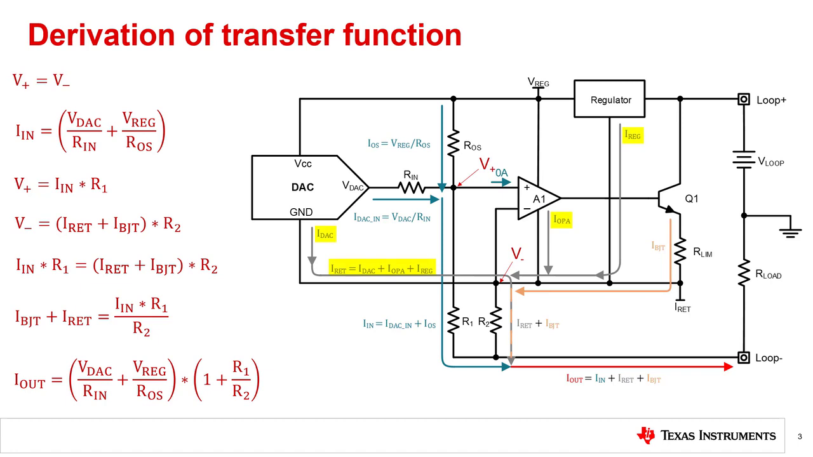The quiescent and active currents for all of the devices in the circuit flow back through the 2-wire I-return pin. These currents, plus the current through the BJT, sum and flow through R2. This sum can be defined based on IN and the ratio of R1 and R2. The output current, Iout, equals IN plus I-return plus IBJT. Combining these equations gives us the final transfer function, which is based on the values of VDAC over RN, VREG over R offset, and R1 over R2.